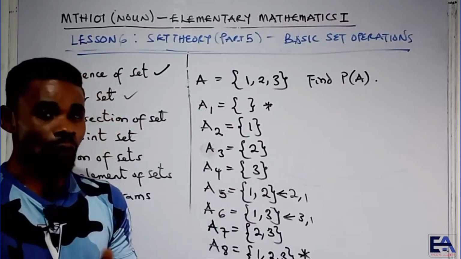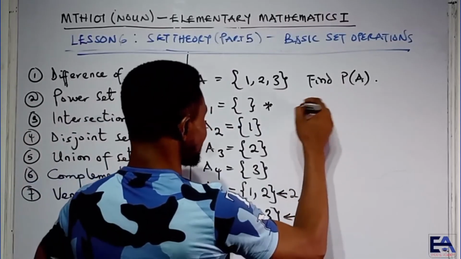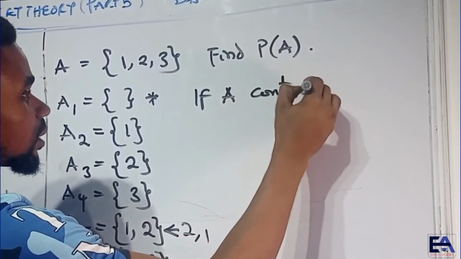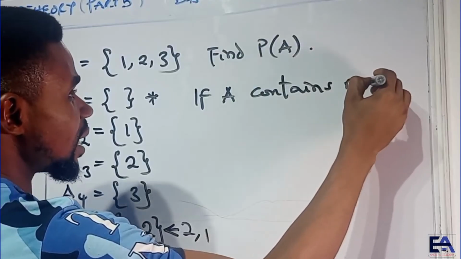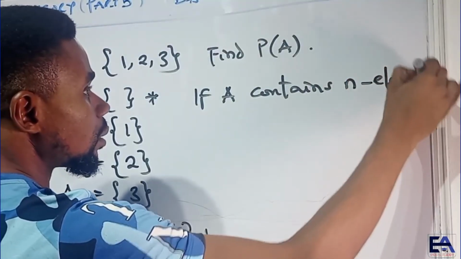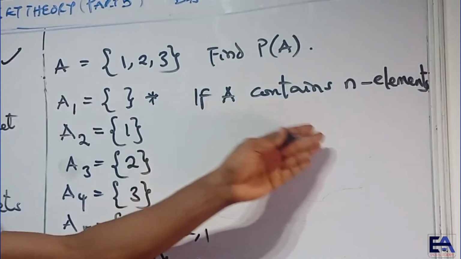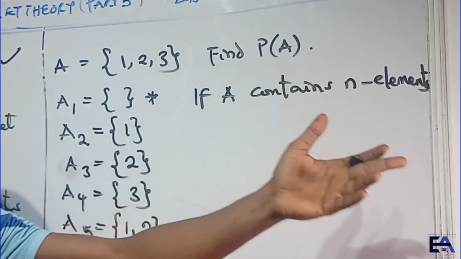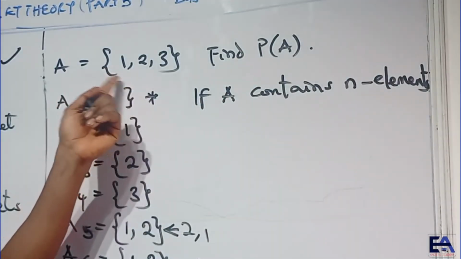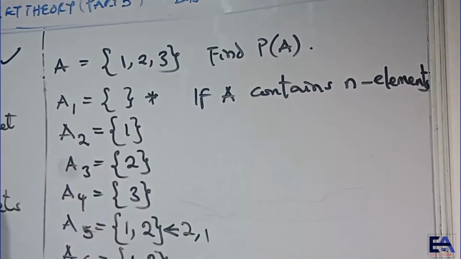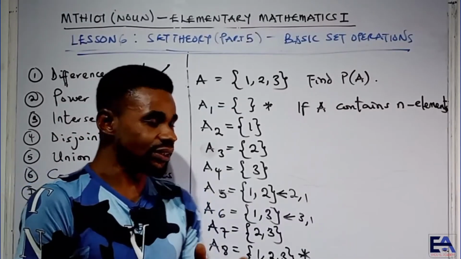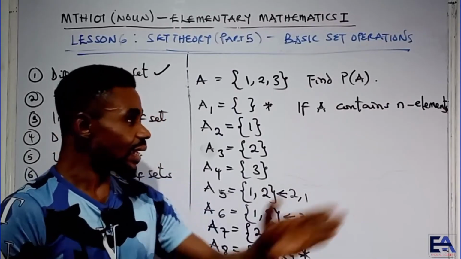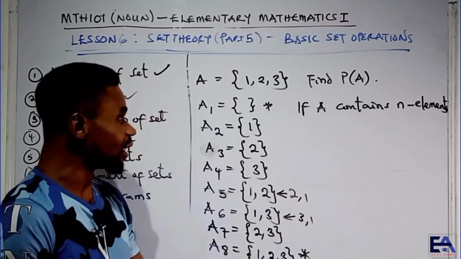There is a general formula for power sets, okay? The formula says that if set A contains n elements, when I say n elements, it means it contains n number of elements inside it, okay? In this case, n will be equal to 3 because set A contains 3 elements. If set A contains 4 elements, then n will be equal to 4. If set A contains 5 elements, it means n will be equal to 5. N stands for the number of elements present in a given set.